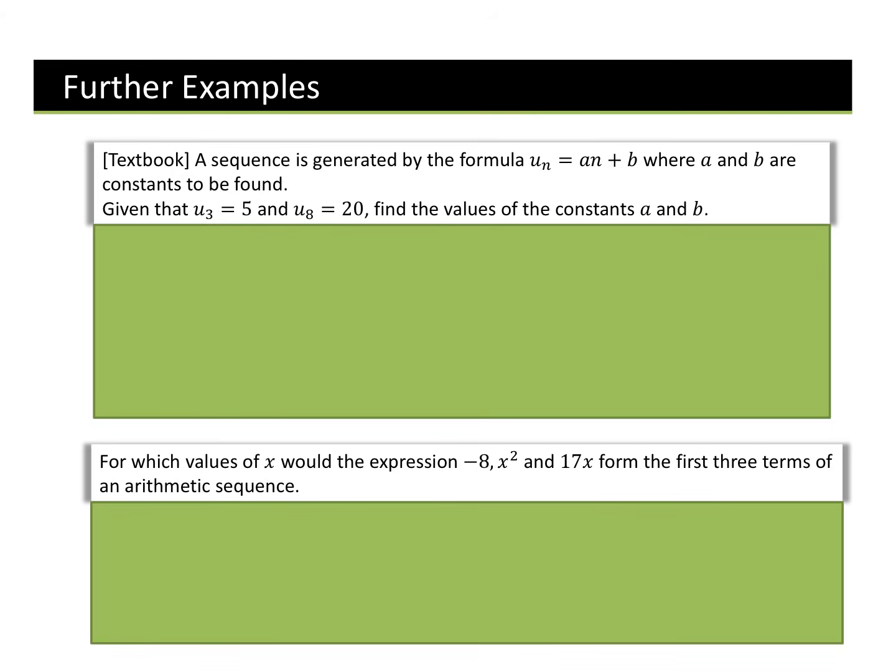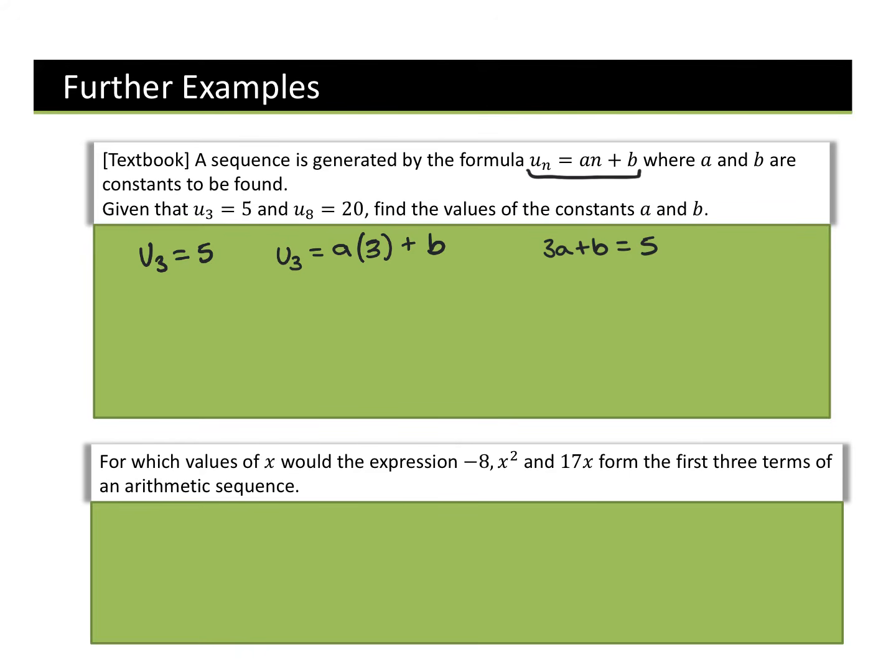A sequence is generated by the formula u_n equals an plus b, where a and b are constants to be found, given that u3 equals 5. So you're told that u3 equals 5. Using the formula, we can also say u3 equals a lots of 3 plus b. Now, I probably wouldn't write it all like this, I'm just showing you. What do they both have in common? u3. So I can then say 3a plus b equals 5.